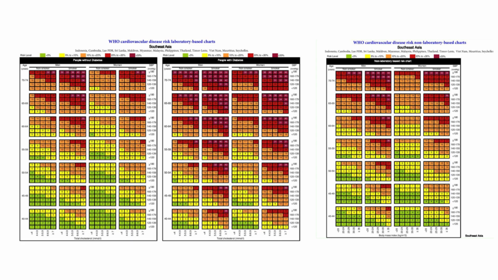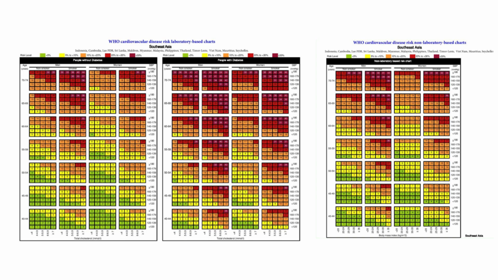So if you know whether the patient is a diabetic or not, you can take the laboratory based charts, and if you don't know the diabetic status, we have to go for the non-diabetic charts. And then we have to think about whether this patient is a smoker or not. And then we have to think whether this is a male or a female patient. So depending on all these parameters, we have to select the appropriate box.